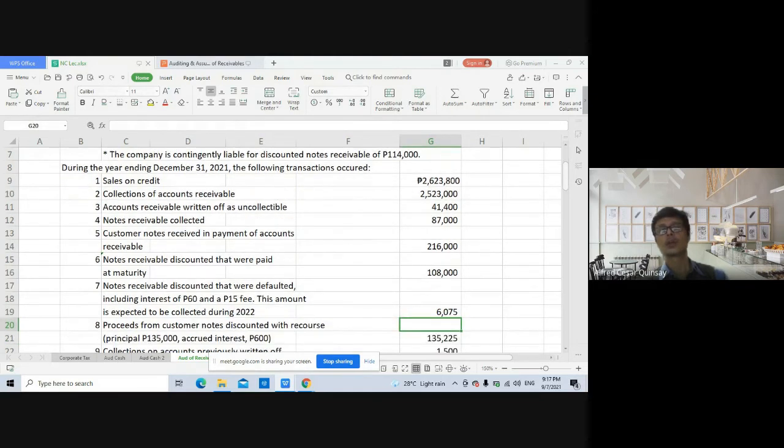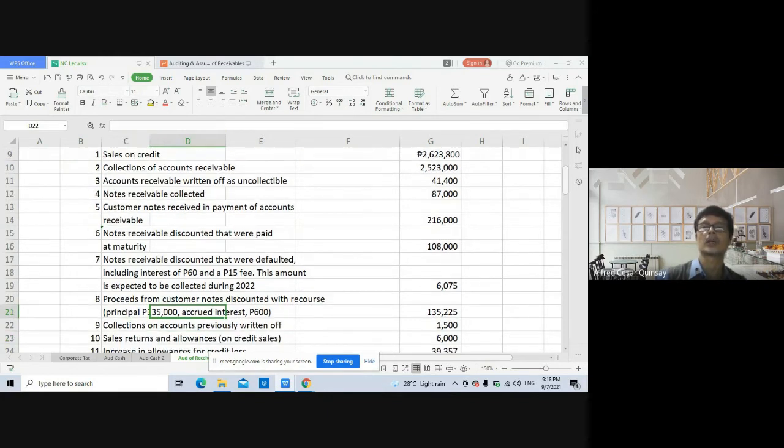Okay, so mamaya we're going to make or prepare an entry for that. And then proceeds from customer notes discounted with recourse. Yan, so the principal is 135,000 and the accrued interest of 600 pesos. So for 135,225, so ito yung proceeds, no? Okay, so nag-discount proceeds from customer notes discounted with recourse, no? Okay, so ito yung natanggap ng company. Mamaya i-reflect natin yan through journal entry.